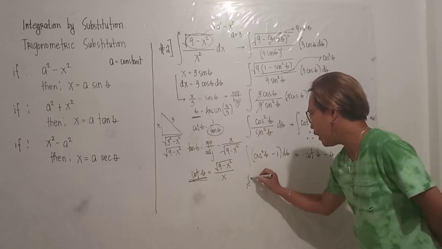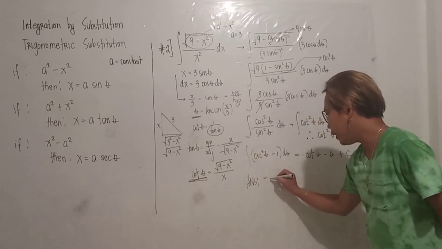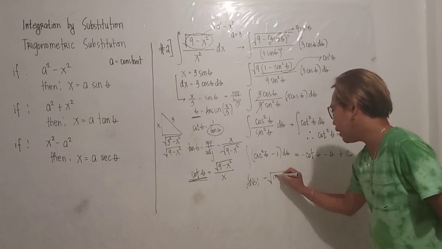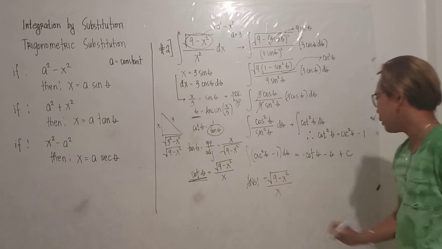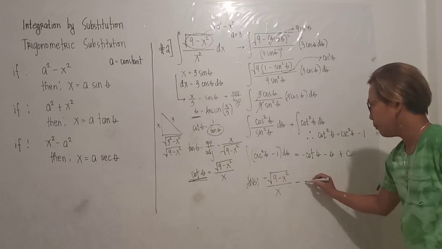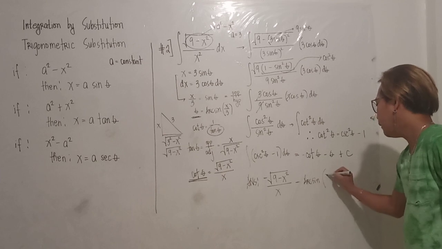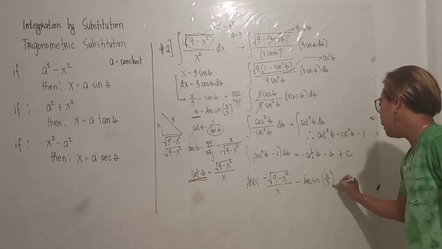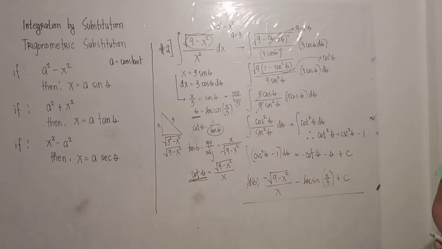So for the final answer, you will now have negative square root of 9 minus x squared all over x minus the arcsine of x over 3 plus c. Now this is your final answer.